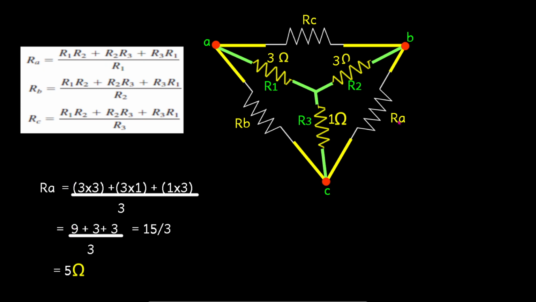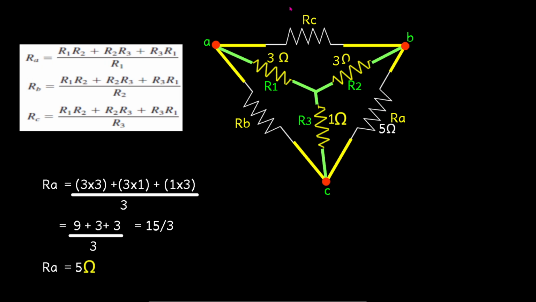We start with this RA. So what is the value of R1 R2? There is the product, right? So it is 3 into 3 plus R2 R3, which is 3 into 1, plus R3 R1, which is 1 into 3, divided by this R1 value, which is 3. So we get 9 plus 3 plus 3, that is 15, divided by 3. We get the answer as 5 ohms for this RA. So in place of RA you can substitute the value as 5 ohm.